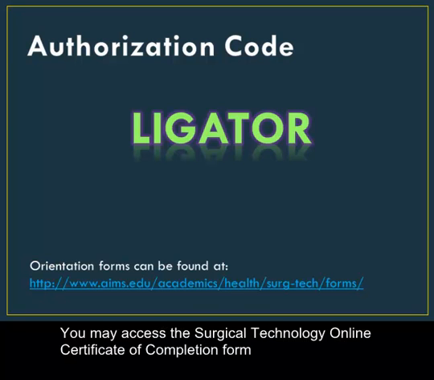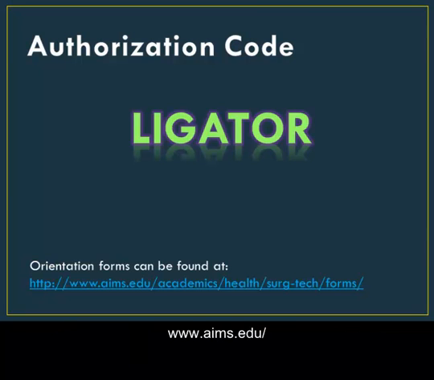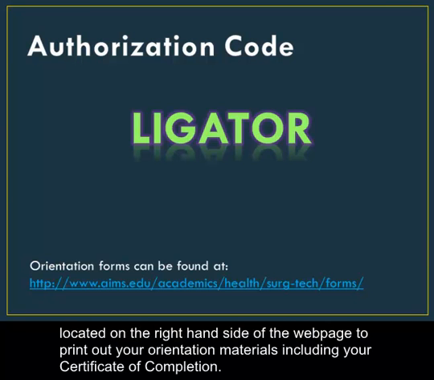You may access the Surgical Technology Online Certificate of Completion form at the link found at the bottom of this screen. That address is www.aims.edu/academics/health/surgtech/forms. Please write this address down. Once there, click on the Program Forms and Documents located on the right-hand side of the web page to print out your orientation materials, including your certificate of completion.